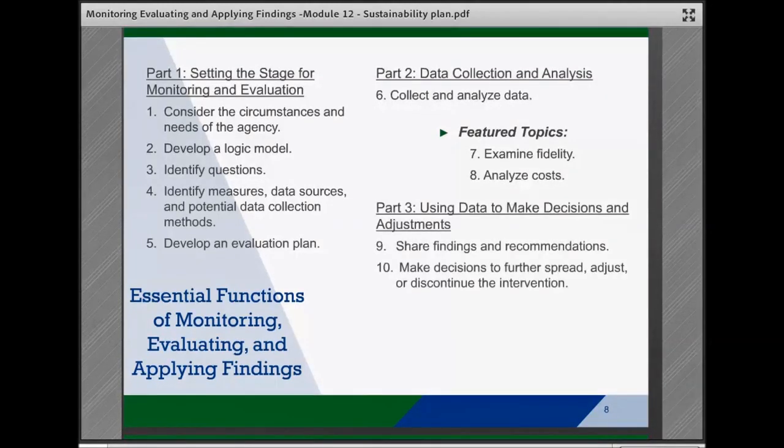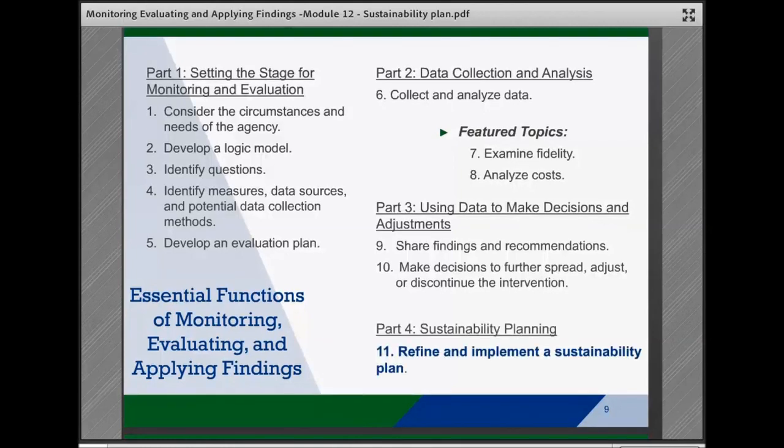Part 3 outlines how to use the data collected to make decisions and adjustments, with 2 functions on sharing findings and recommendations, and then making decisions to further spread, adjust, or discontinue. Then Part 4 is on sustainability planning, and the topic of this module is how teams should refine and implement a plan to sustain interventions when this is the decision of the team and stakeholder groups.